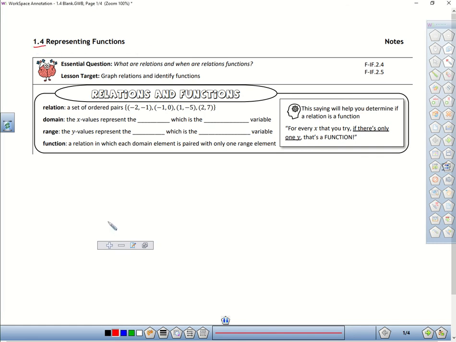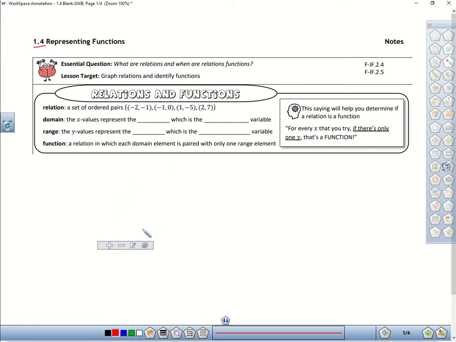Today we're going to be doing Lesson 4, which is representing functions. Our essential question today will be what are relations and when are relations functions? And our target will be to graph relations and identify when they are functions.